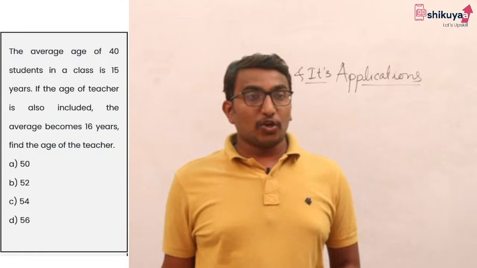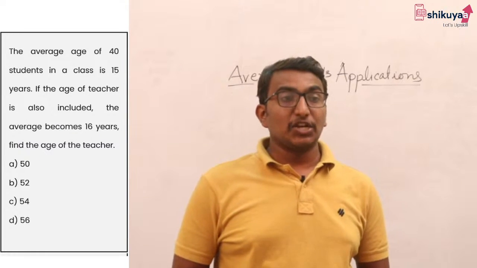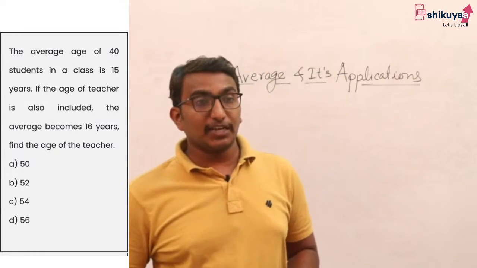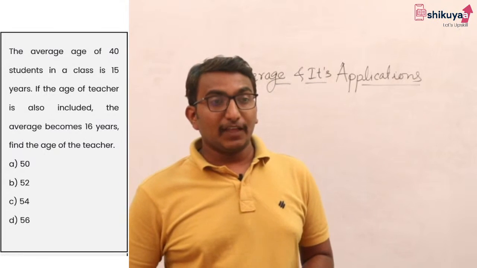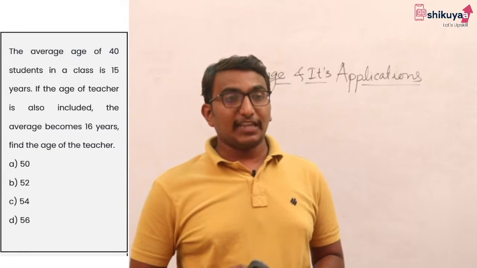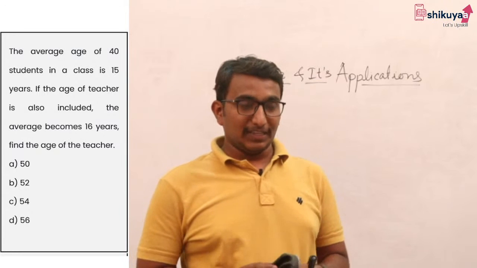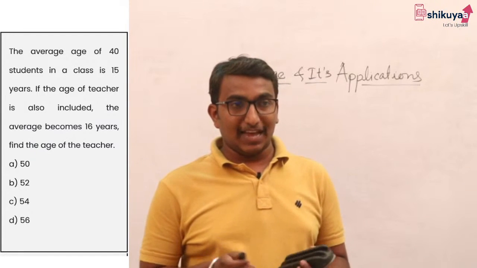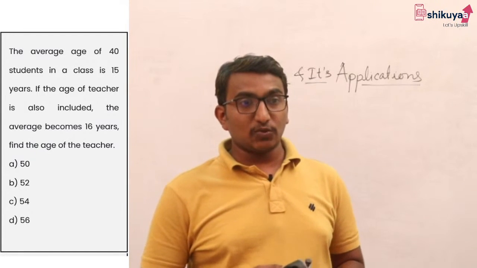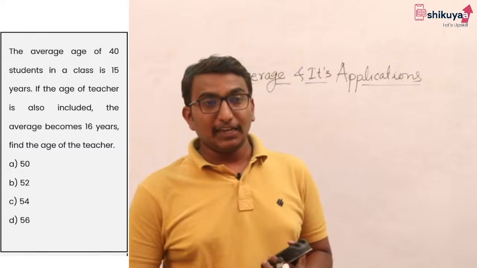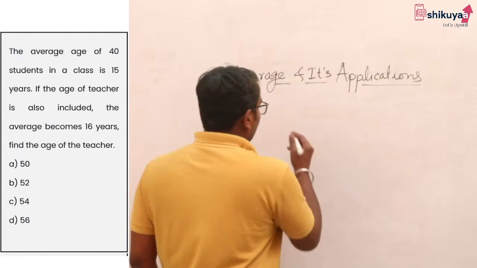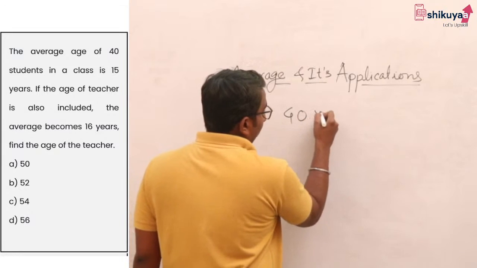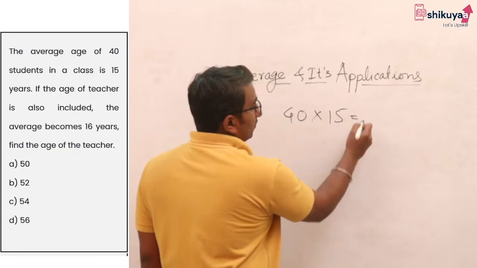The average age of 40 students in a class is 15 years. If the age of the teacher is also included, the average becomes 16 years. Find the age of the teacher. Now, the same problem as we have covered in the last one. The average age of 40 students in the class is 15 years. So, number of students are 40 and average is 15. So, how much will be the summation?